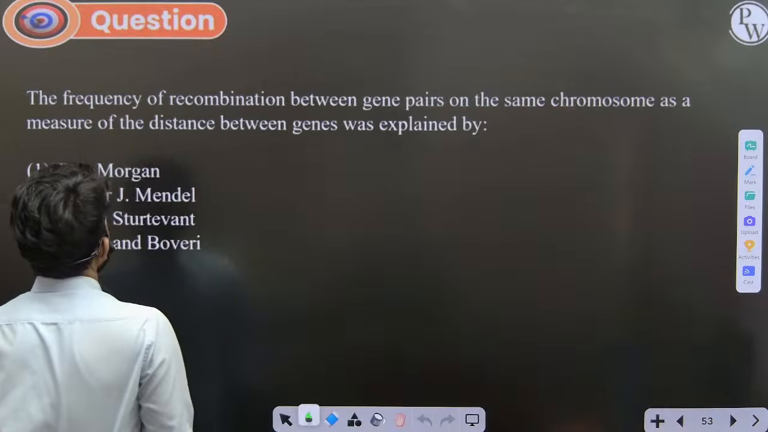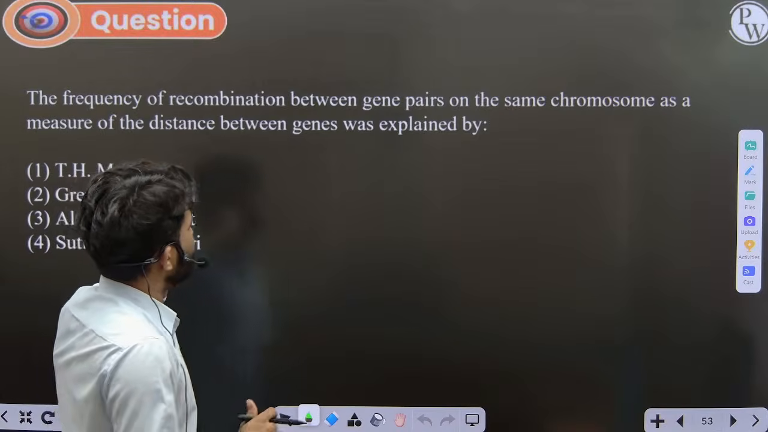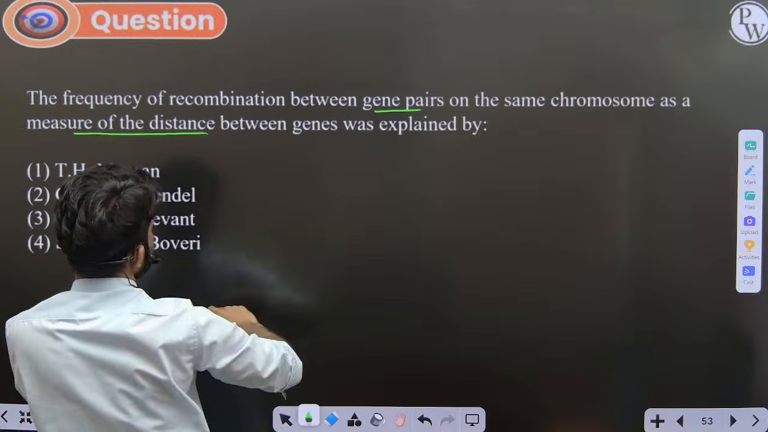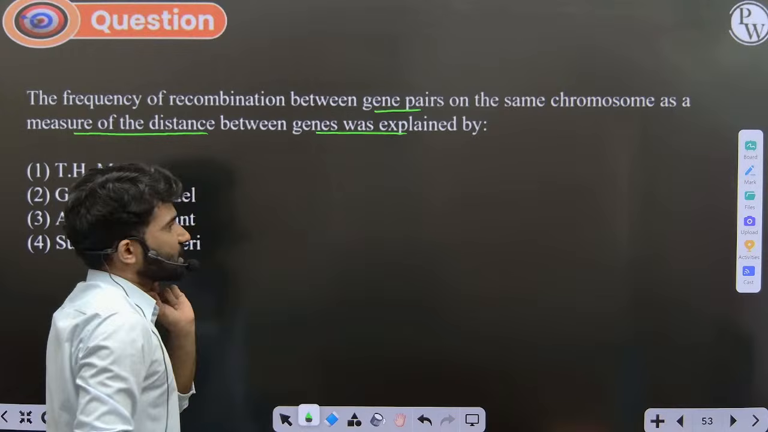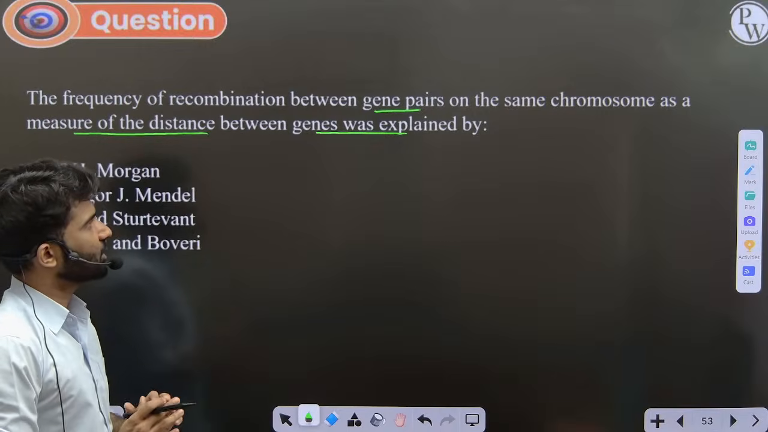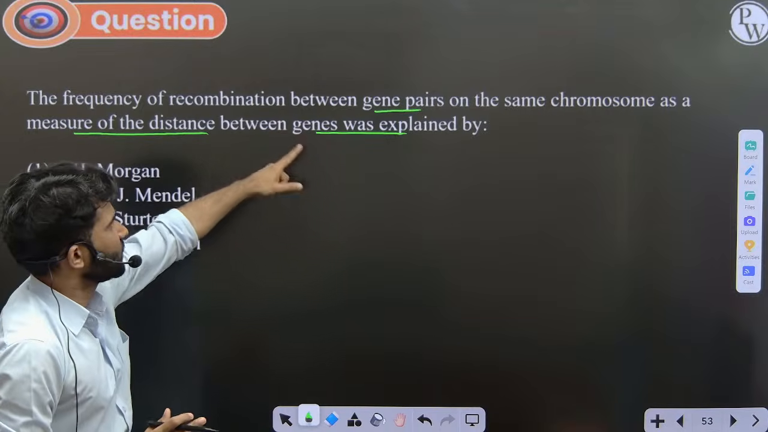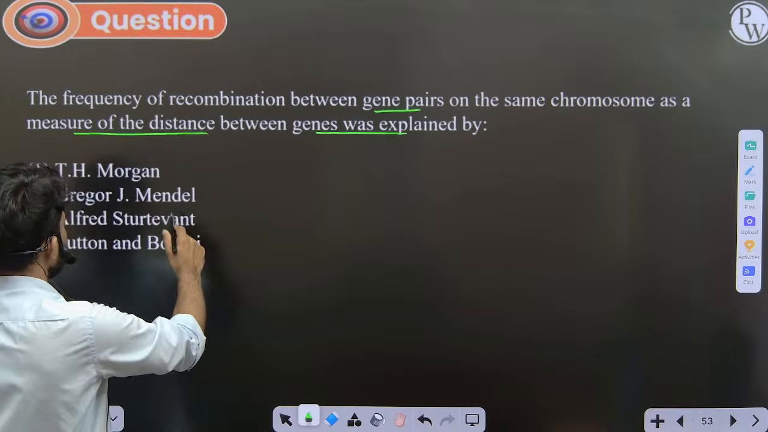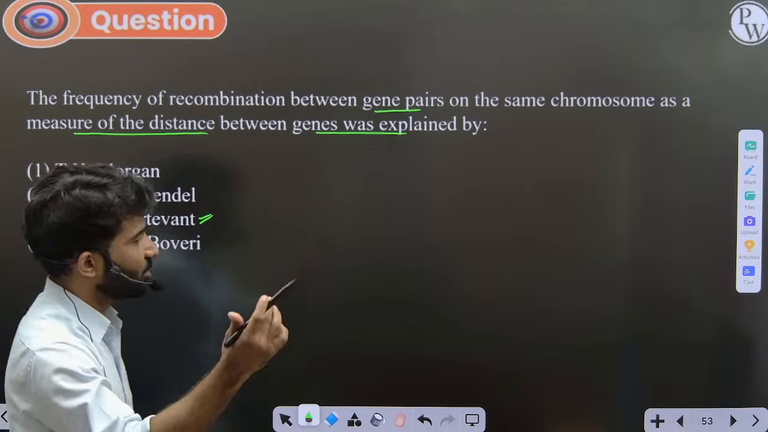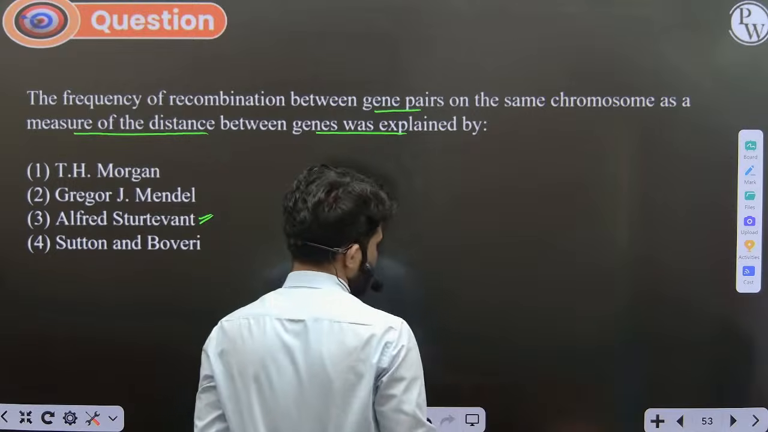So the next question is: the frequency of recombination between gene pairs on the same chromosome as a measure of distance between the genes was explained by which scientist? The frequency of recombination between gene pairs on the same chromosome as a measure of distance between the genes was first explained by Alfred Sturtevant, to express the measure of distance in the form of map units, in linkage mapping. Explained by Alfred Sturtevant.